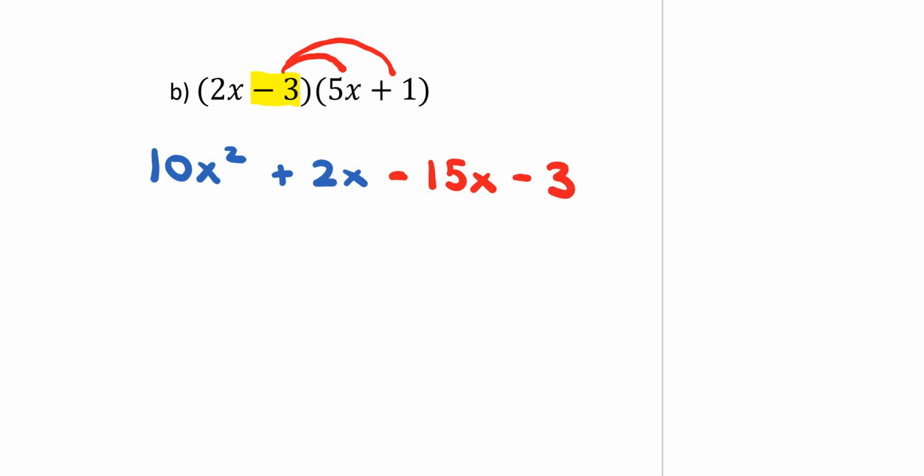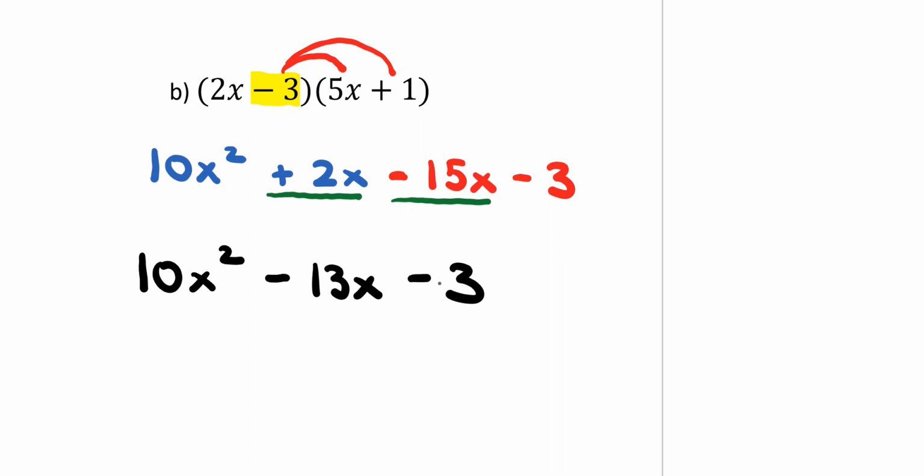Okay, and then from there we want to combine our like terms there, so I have my positive 2x and my negative 15x, so we have our like terms there. Okay, so negative 15 plus 2x is going to be negative 13x, and then minus the 3. And there's our final answer for that question.